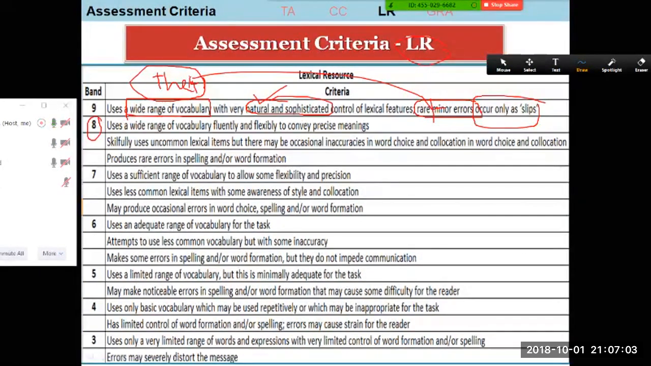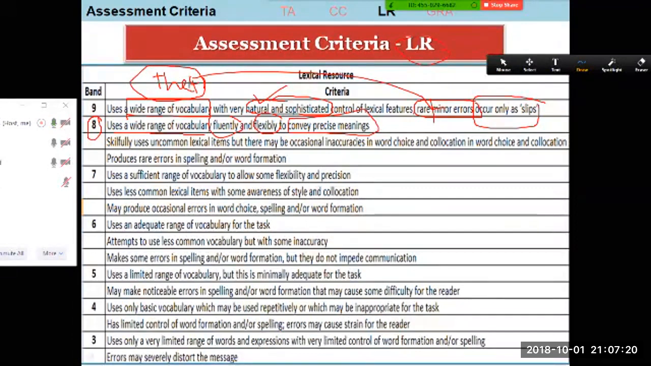Here, if you see, it uses a wide range of vocabulary, not with a very natural and sophisticated control, but still fluently and flexibly. And it still conveys a precise meaning. If that is the case, you will get band 8 in that.